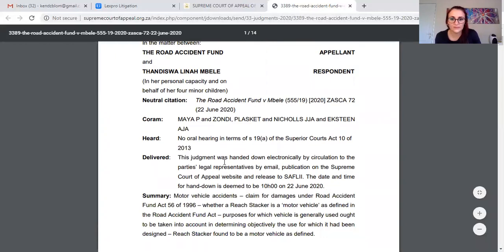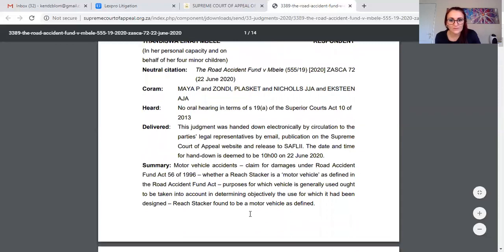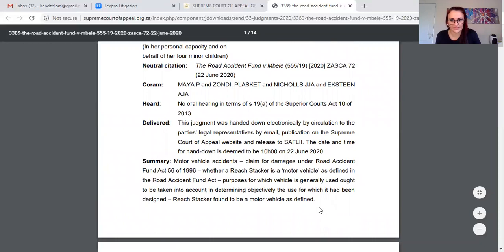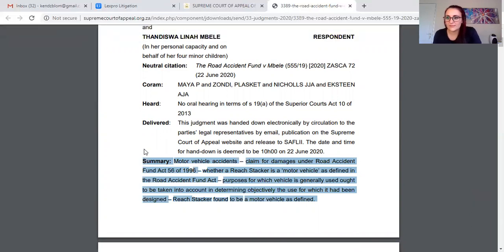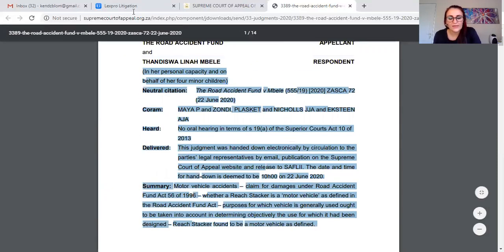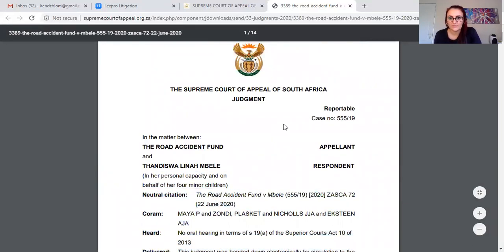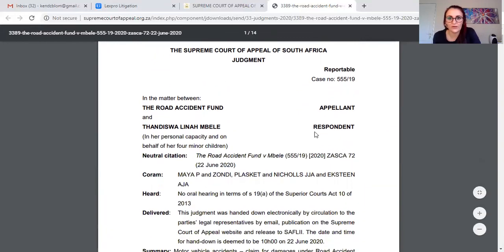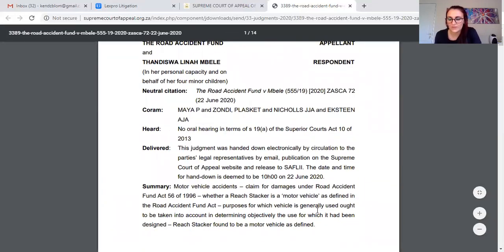It tells us the parties, it tells us when it was heard, and it tells us that Judge Meyer, Judge Zondi, all of these judges were present when the hearing took place. Then it tells us a summary of the case. This is a nice little 5-6 line summary of what this case is about. As I said, this whole first page is known as a head note. This is the heading or the top of a case that is provided to us so that by looking at the first page of this judgment, we can see what the whole thing will be about going forward.